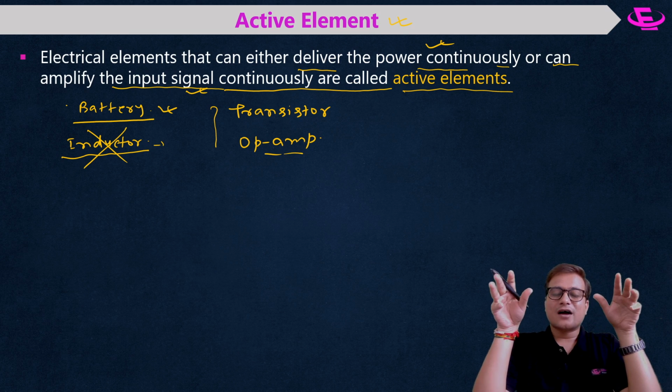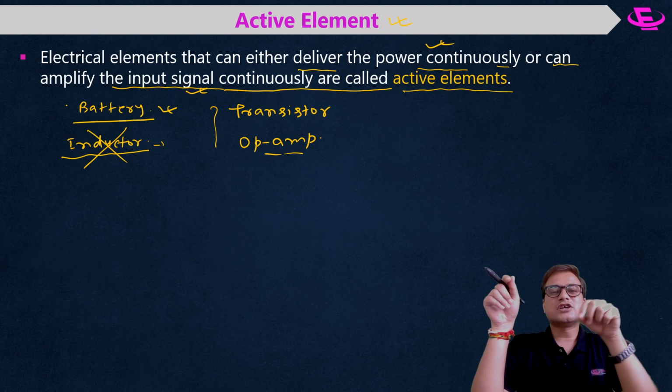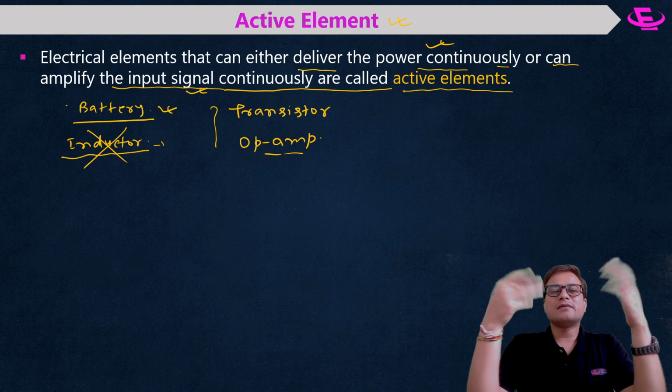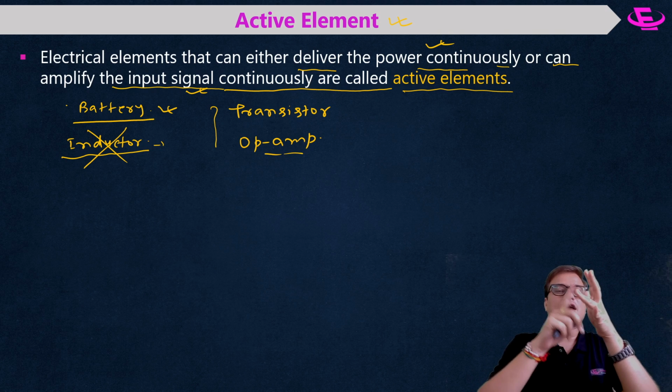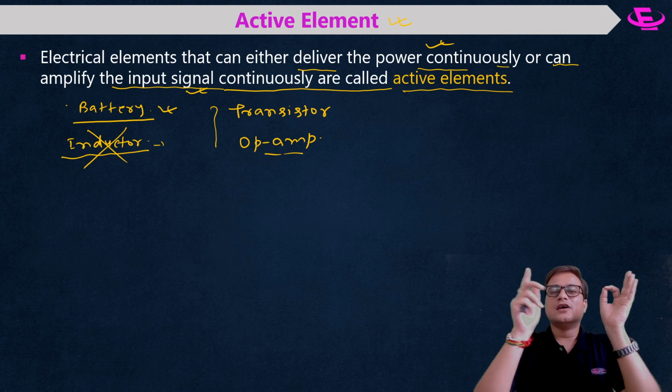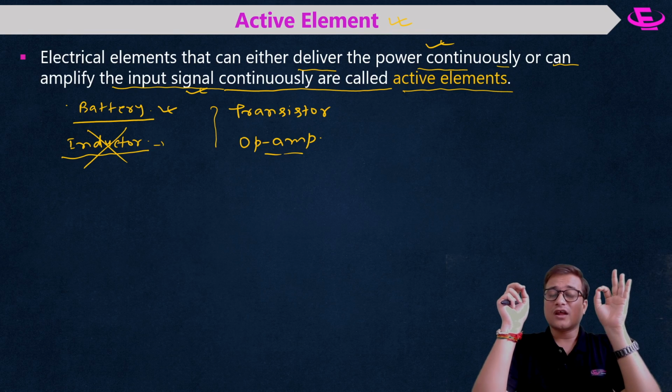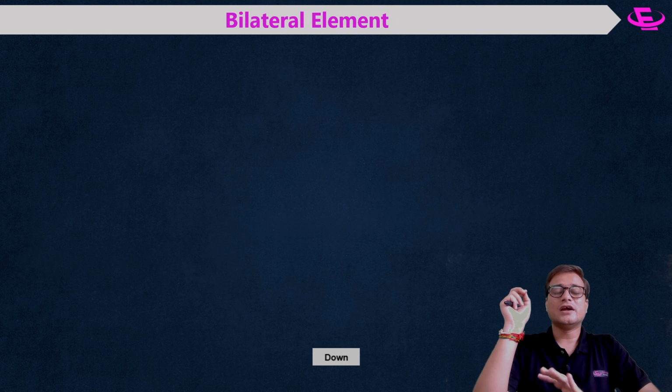In the exam, if they ask which of the following are active elements, they will write inductor, capacitor, transistor, op-amp. So out of four options, transistor and op-amp will be the correct options. I hope it is clear.